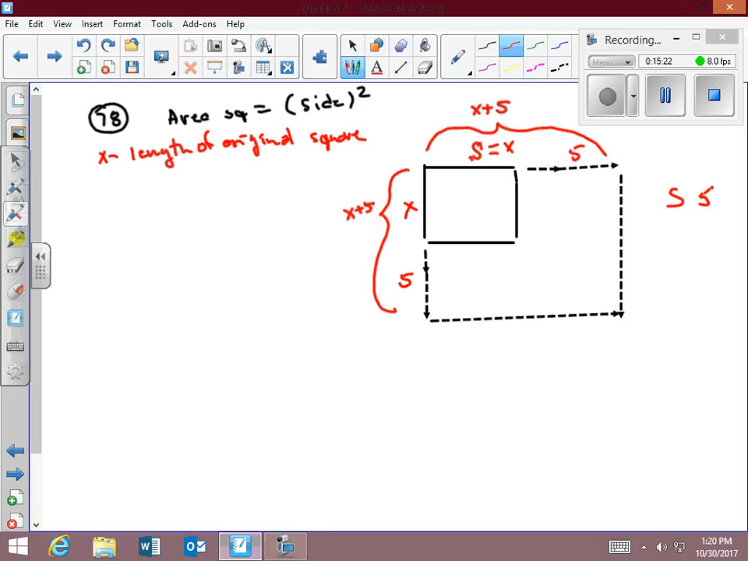My formula is area equals side squared, and what they're giving me is the area of the resulting square. So they're giving me the area of the large square as 64. So the 64 is the big square, and that's the quantity X plus 5 long, squared.